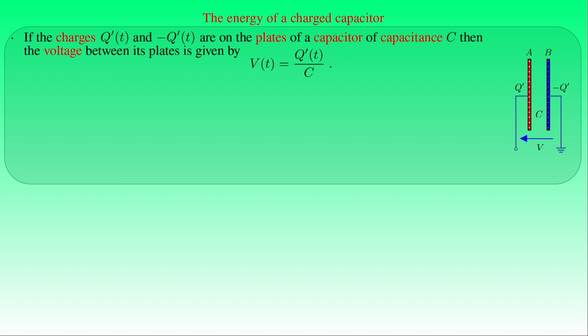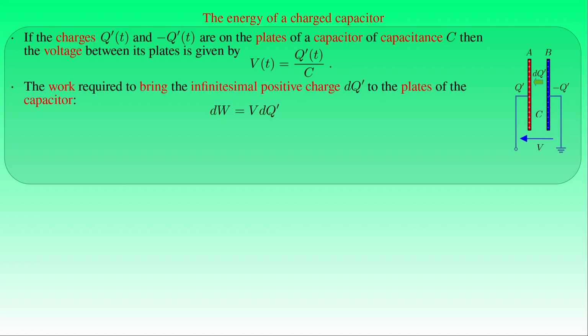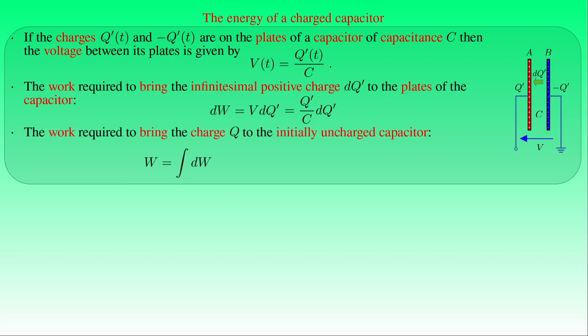If we bring an infinitesimal positive charge dq' from the plate B to the plate A, then the work dW done against the electrostatic force between the plates is given by the voltage V, that is the difference of the potential between the two plates, times dq'. This work can be expressed as q' over C times dq'. The work W required to bring the charge Q to the initially uncharged capacitor is the sum of such infinitesimal works, that is the integral of dW, or the integral of q' divided by C from 0 to Q with respect to q'. Since the capacitance C is constant, the primitive function of the integral is equal to the square of q' over 2 times C, and the work W is given by 1 over 2 times the square of the charge Q divided by the capacitance C.